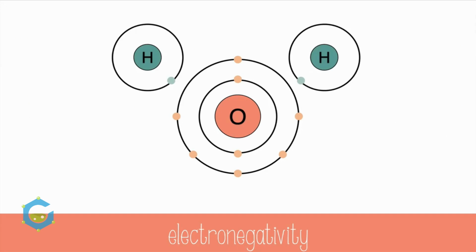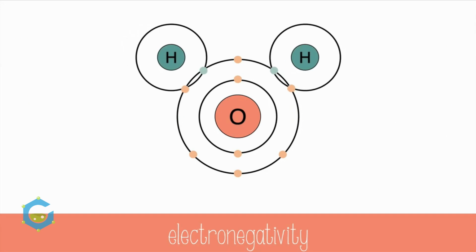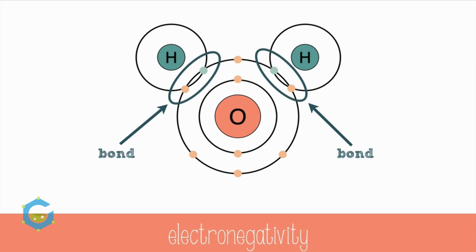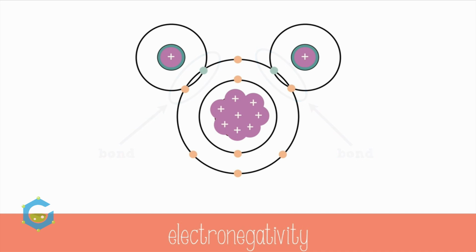Let's look at hydrogen atoms that bond with an oxygen atom. These atoms are sharing electrons, which makes this a covalent bond. But here's the thing, oxygen has 8 protons in the nucleus, and each hydrogen only has 1 pathetic proton in their nuclei. The ability for oxygen to attract the electrons is stronger than hydrogen's ability.